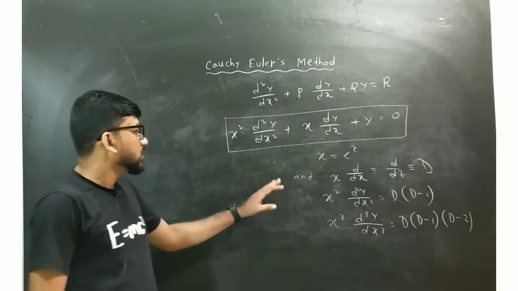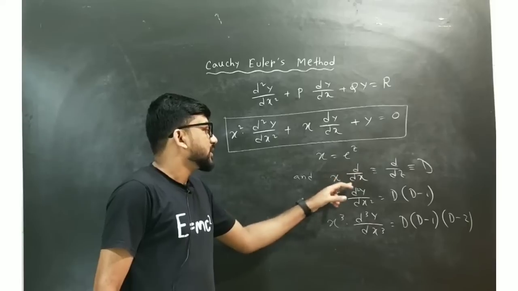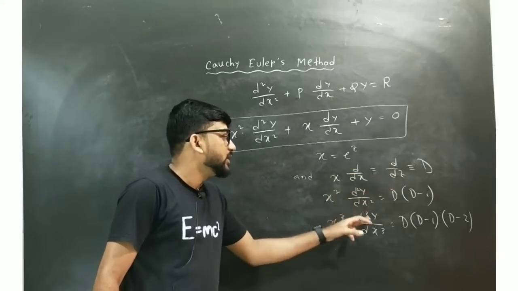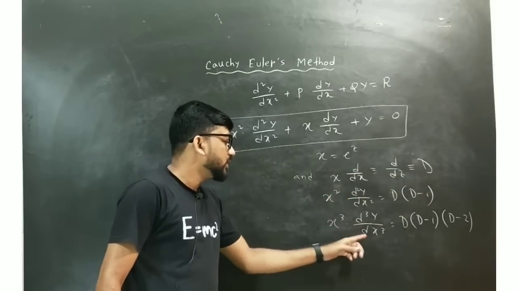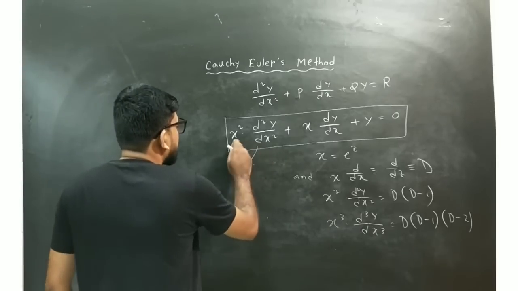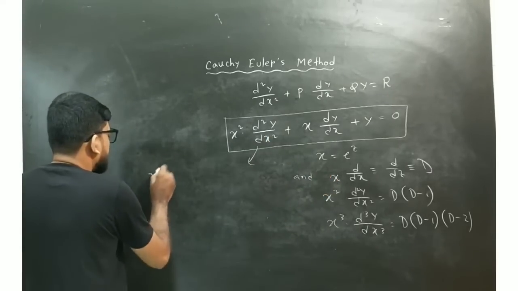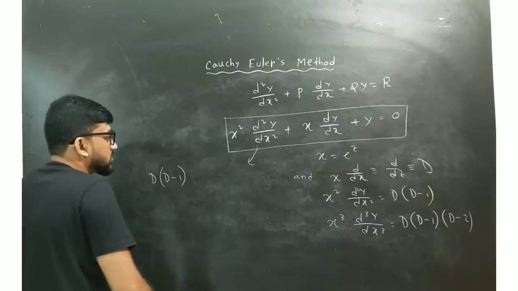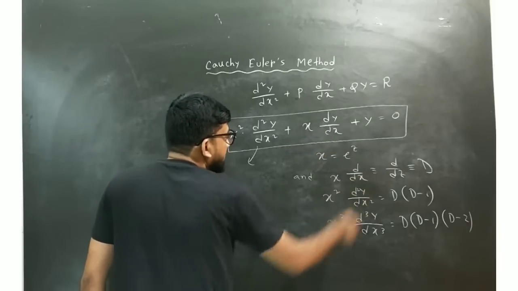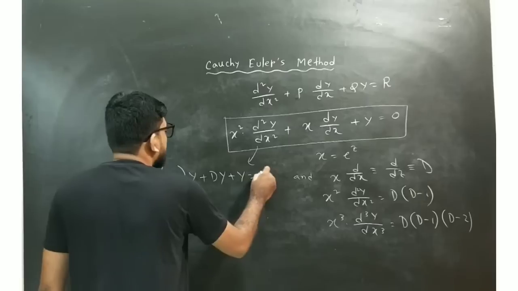This can be proved, but you don't need to do this. You can directly substitute: for x d/dx, there is D; for x square d2y/dx2, D(D minus 1); for x cube d3y/dx3, D(D minus 1)(D minus 2). So we can substitute in this equation. x square d2y/dx2 means D(D minus 1), so it will be D(D minus 1) y plus x dy/dx, that means just Dy, plus y is equal to 0.